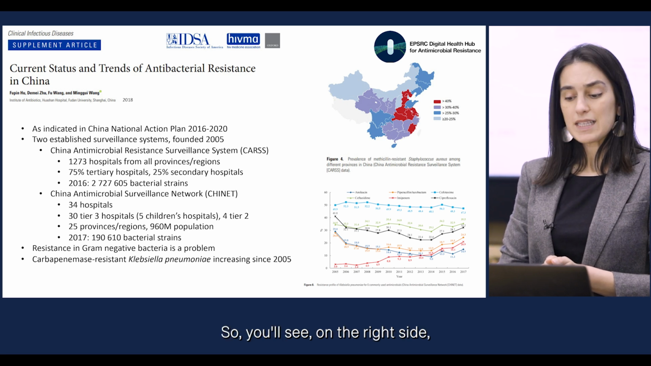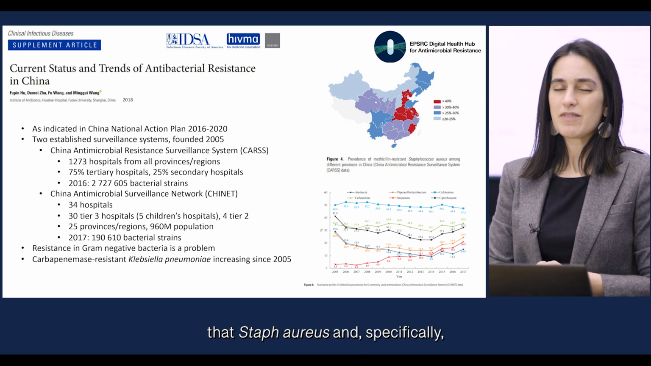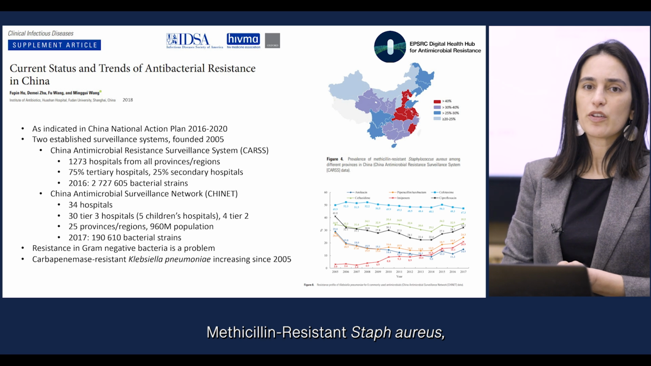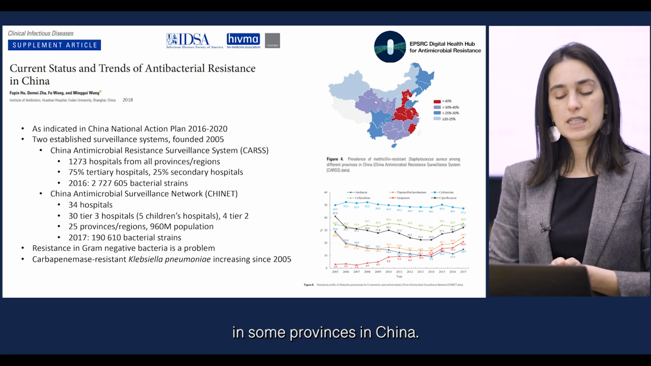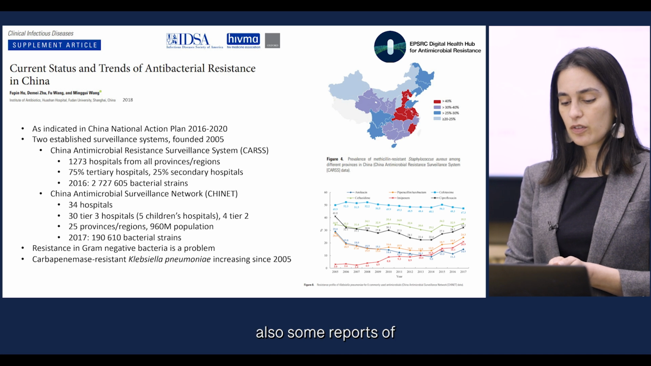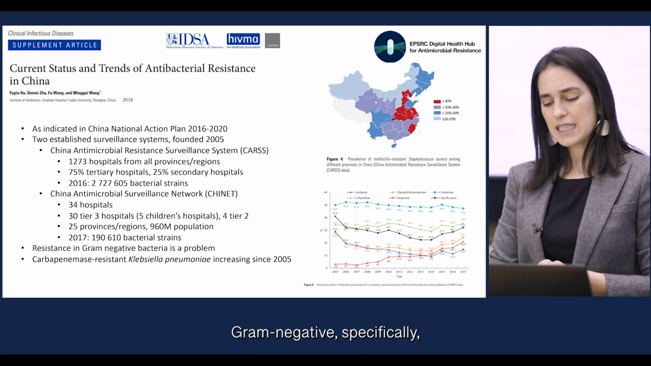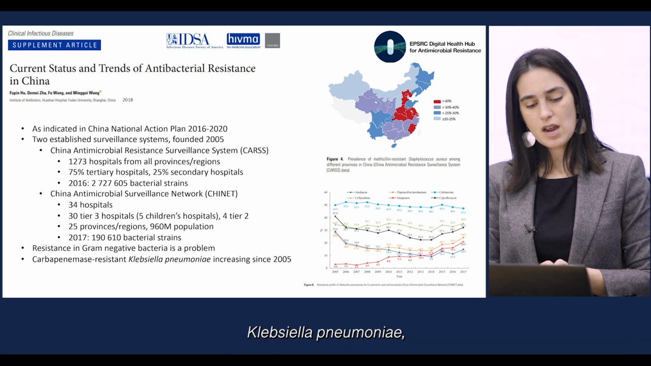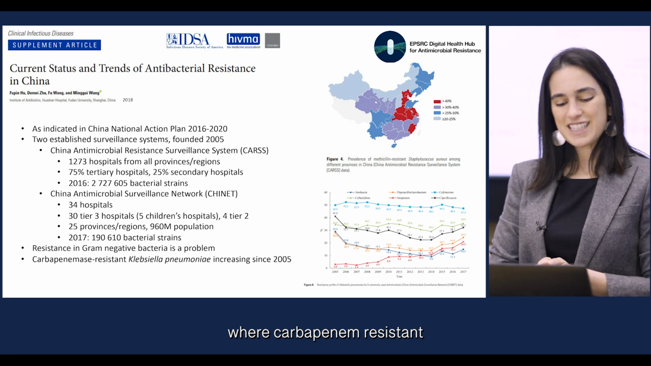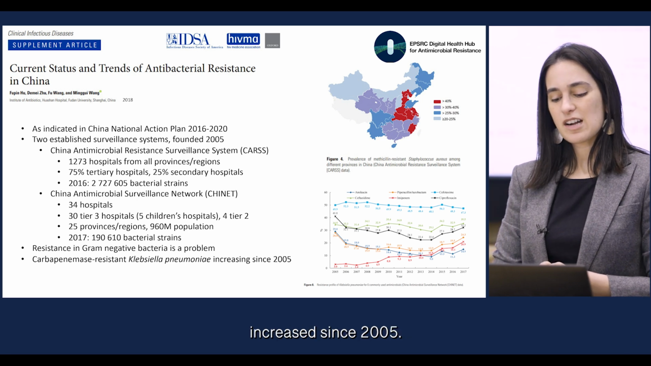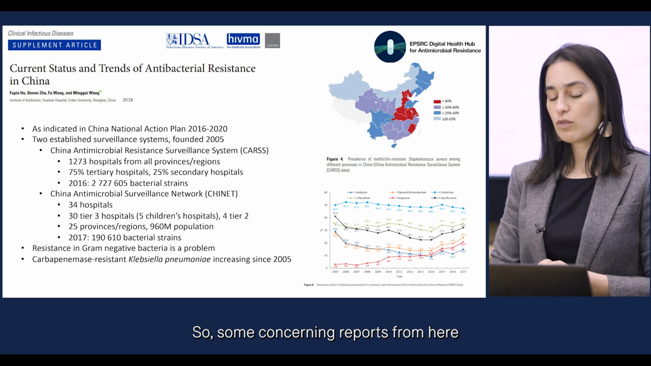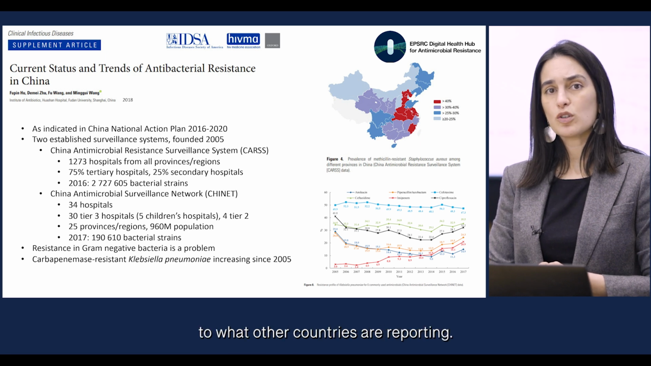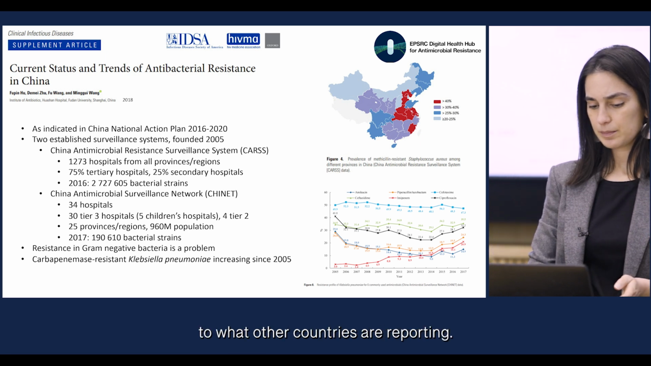So you'll see on the right side that Staph aureus, and specifically methicillin-resistant Staph aureus, or MRSA, is a particular problem in some provinces in China. And there's also some reports of gram-negative, specifically Klebsiella pneumoniae, where carbapenem-resistant Klebsiella pneumoniae increased since 2005. So some concerning reports from here that are not dissimilar to what other countries are reporting.